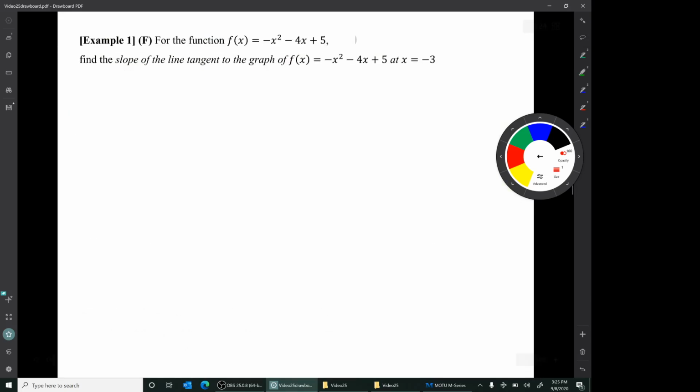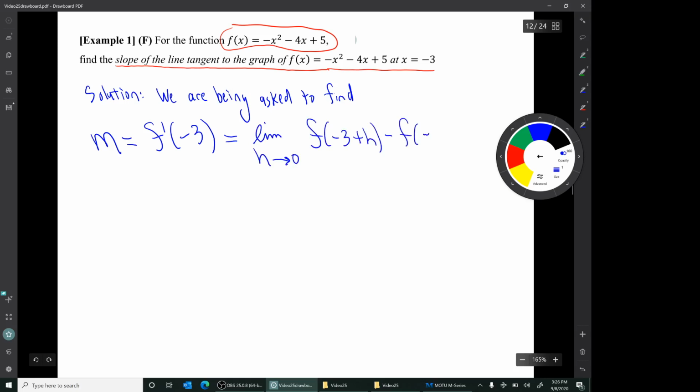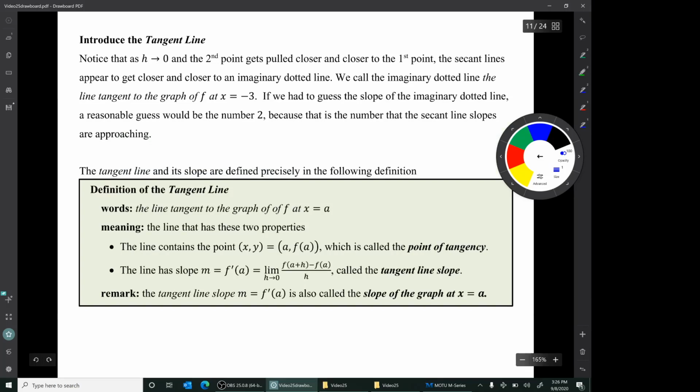Question F. So for our function, f of x equals minus x squared minus 4x plus 5, find the slope of the line tangent to the graph of f at x equals -3. Well, this is just asking us to do what we just did. Now, let's comment a bit about this notation. So we're being asked to find the slope of the line tangent to the graph of f at that x value. We just saw the definition of what that means.